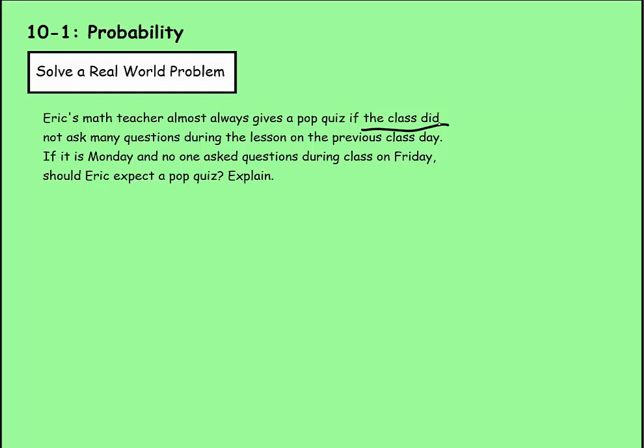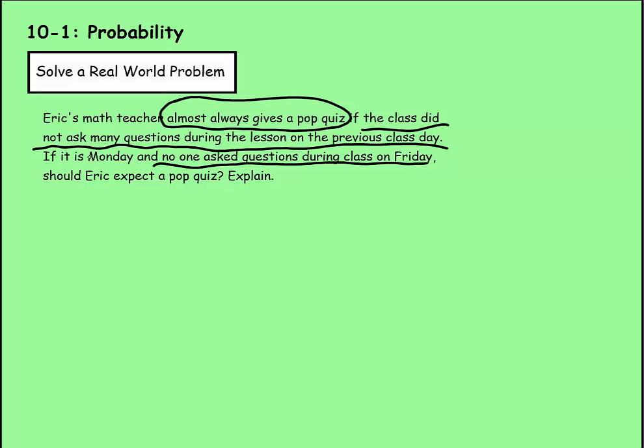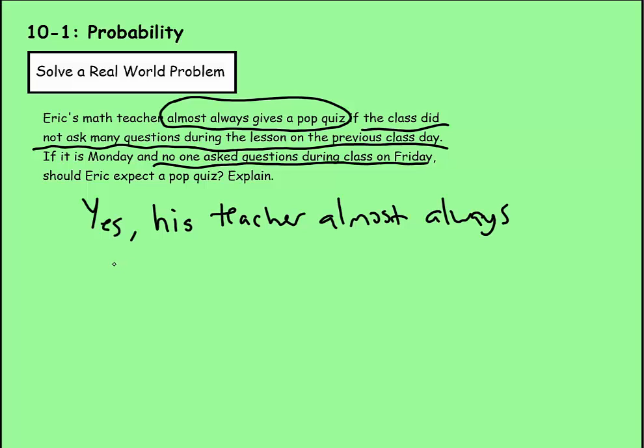So we can see that if the class does not ask many questions during the lesson on the previous day, it's almost always a pop quiz. If you have class on Monday and no one asked questions during class on Friday, Monday is the next day after Friday, Eric should be expecting a pop quiz. Is it a for sure thing? No, because it's almost always. He should expect it, but he can't be completely surprised if it doesn't happen. So we'll say yes, because his teacher almost always gives them in that situation.